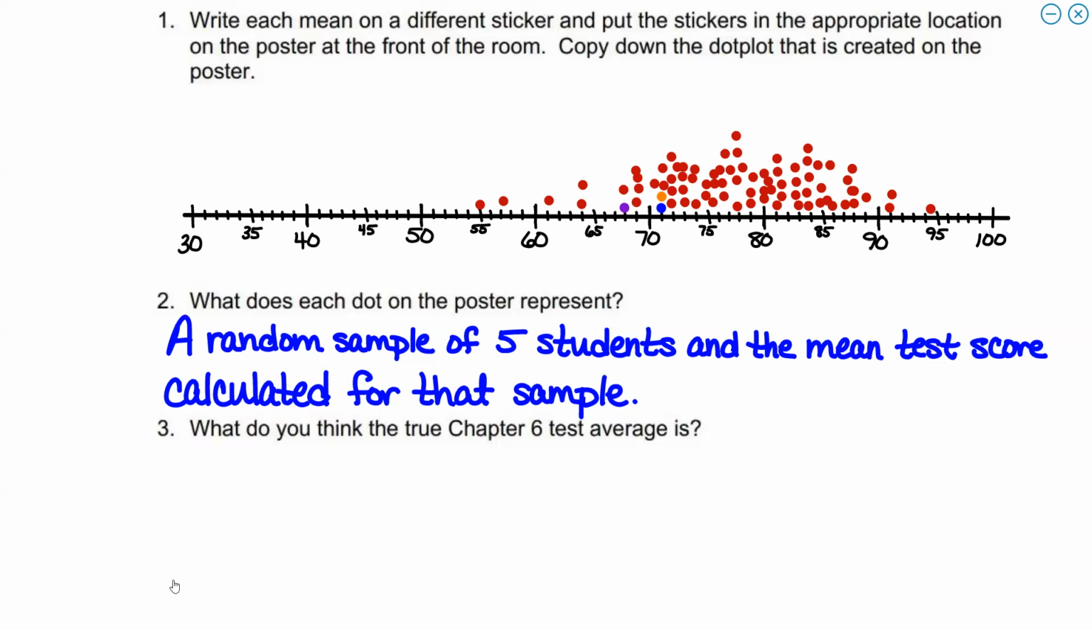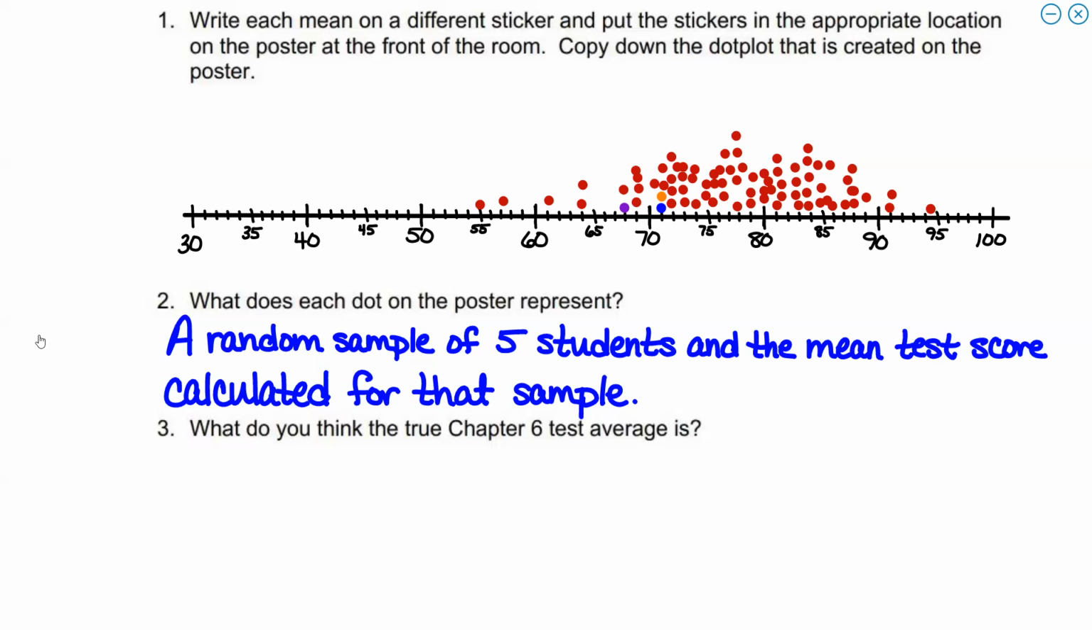We took a random sample of 5 test scores at Rockford High School, and we got a mean of 68. Is this convincing evidence that the Rockford students did worse than students at our school? Or is it possible that Rockford has the same average? Let's go back and look at our dot plot. Where would a 68 be? Right, yeah, right where that purple dot is.